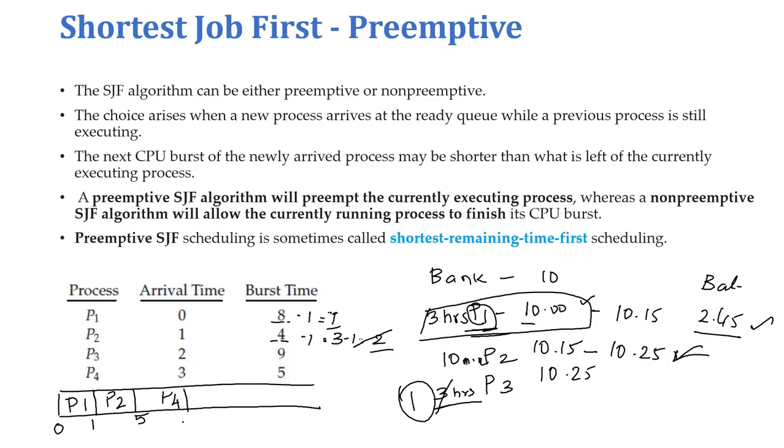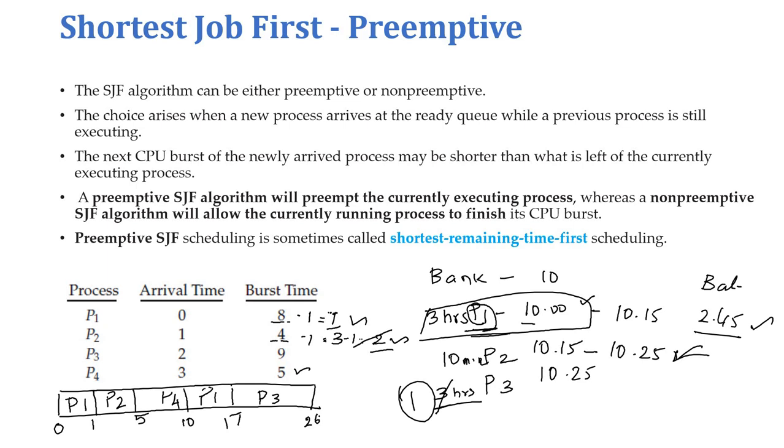The burst time is 5, so the completion time for P4 is 10. Now P4 is completed and P2 already completed. Of the remaining two processes, we know P1 is less, so its completion time is 17. Next, P3 is going to start and it needs 9 burst time, so it will complete at time 26.